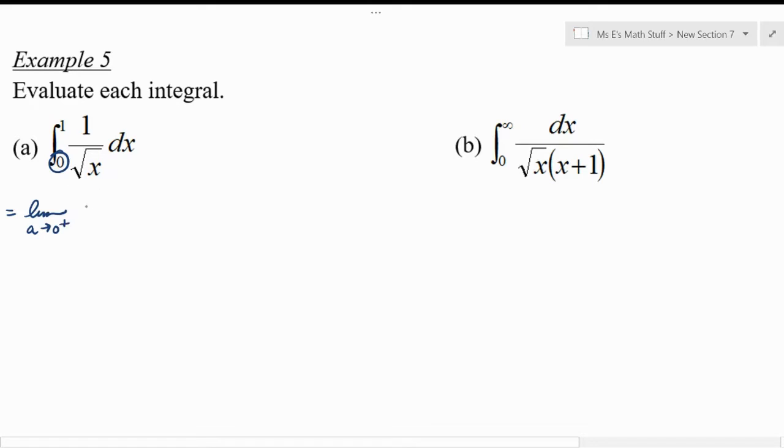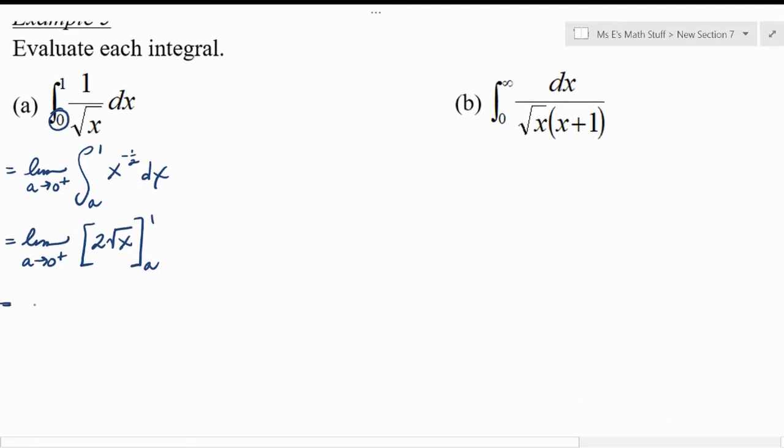So then the integral from a to 1 of, and I'm just going to rewrite this integrand as x to the negative 1/2 dx. There we go. Okay, so then from here, let's use the power rule. So add 1, divide by the result. So we'd be left with the limit as a approaches 0 from the right of 2 times the square root of x, essentially, and then from a to 1.